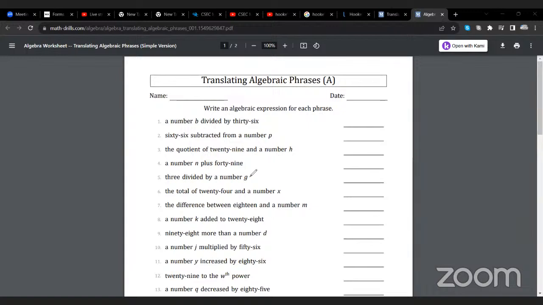Number 8. Who's going to take number 8? Yanni. Sir, number 8: 28 plus K. Okay, the plus sign, number K added. Good. 28 plus K. All right, wonderful. So we're going to move on from there now.